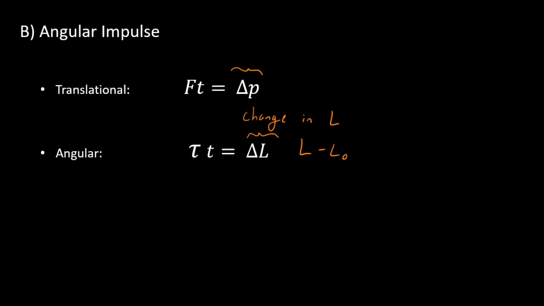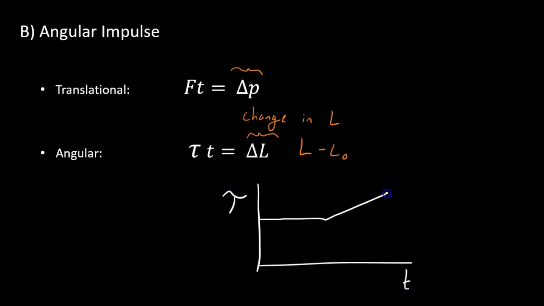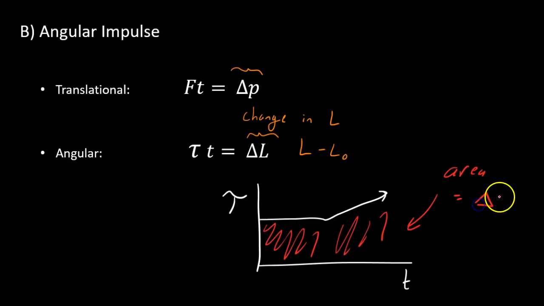And if you remember, there were graphs for impulse. Before it would be F versus t, but here it's going to be torque versus time. Do you remember if I had a graph, something that looks like this, what does the area under this curve equal? That area is equal to the change in momentum. So you might see a graph like this on the AP exam where they say there's some pulley that's rotating. Here's a plot of the torque acting on it over time. Find the change in momentum.